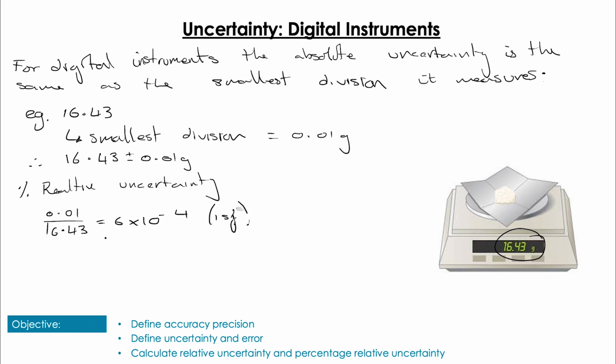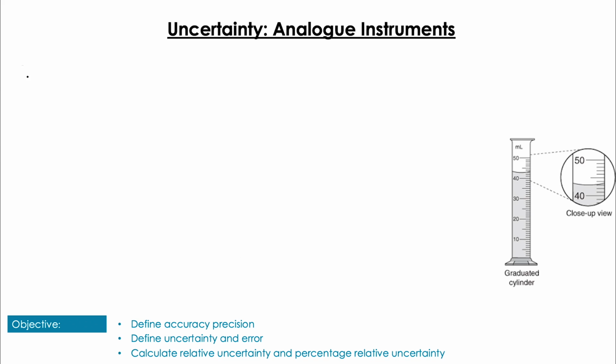If we wanted to calculate the relative percentage uncertainty, we would do 0.01 divided by 16.43, which is 6 times 10 to the minus 4. And if we want the relative percentage uncertainty, then we just multiply that value by 100, giving us 0.06%.